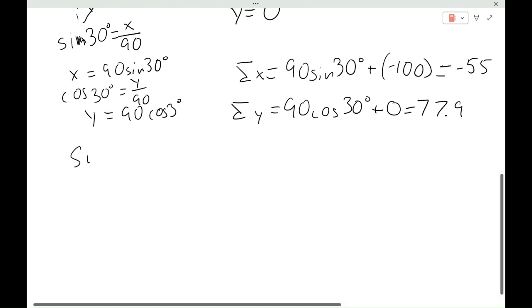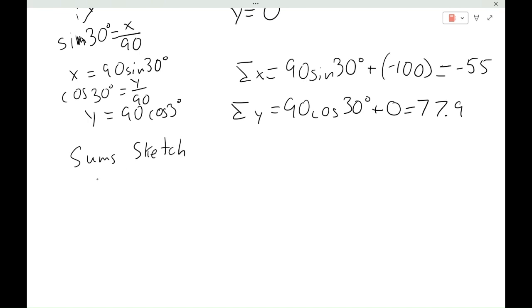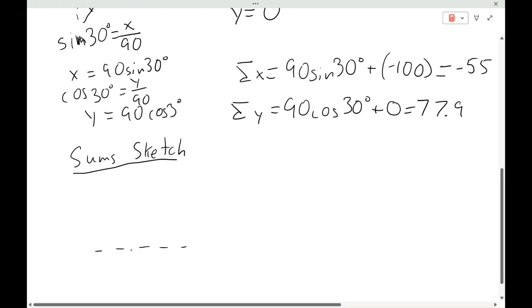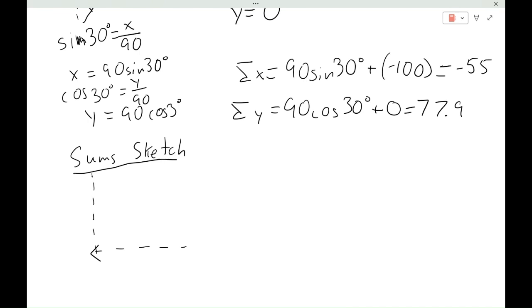Okay, now, since we have the sums of the x and y, we can draw the resultant triangle. So this would be the sum sketch. Since we always start with x, we always start with drawing x. Since the x is negative, we would have to go this way. And since the y is positive, we would have to go this way. And the resultant would be like this.